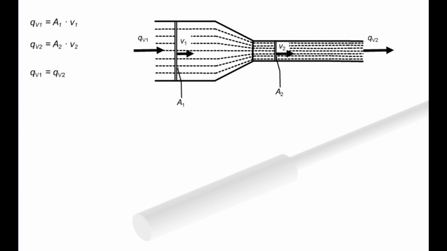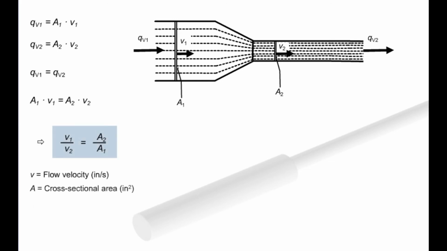However, we have already established that the flow rates in both sections of the pipe are equal. Thus, A1 times V1 equals A2 times V2. Rearranging this formula gives us V1 divided by V2 equals A2 divided by A1. Or putting it into words, the ratio of the flow velocities is inversely proportional to that of the cross-sectional areas.